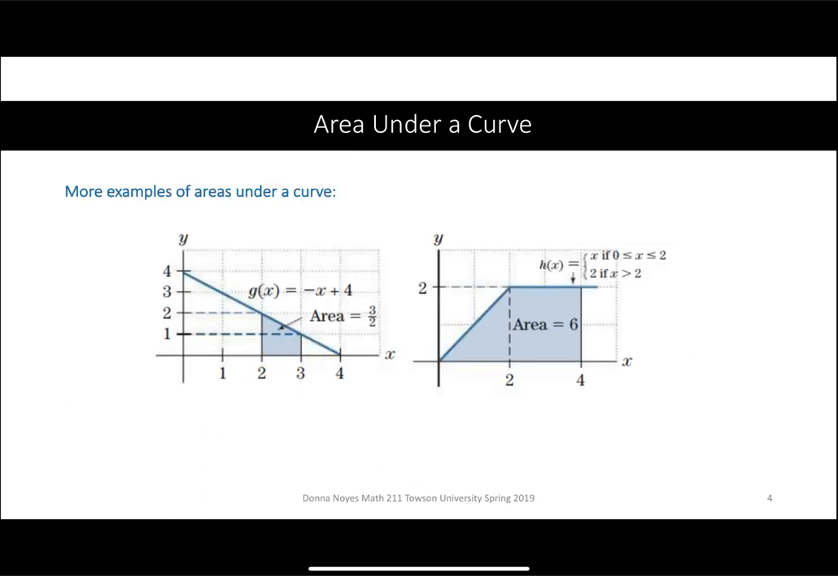If we look at g of x equals negative x plus 4, and we want to find its area between 2 and 3, we can break it down into a triangle and a rectangle. It's actually a square, but the way the scales have been drawn here makes it look more like a rectangle. So if we wanted to find that area, it says the area is 3 halves. So how would we find that?